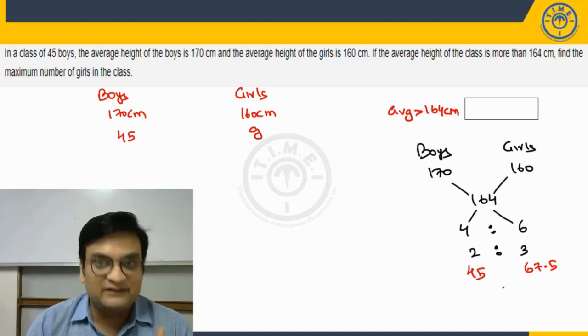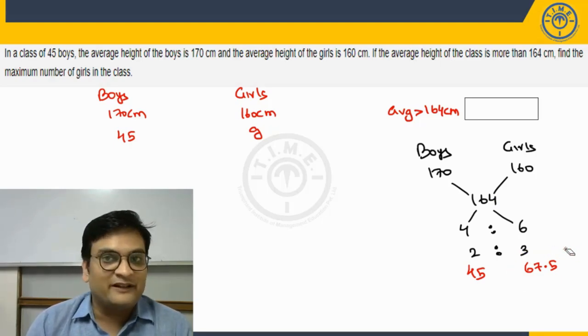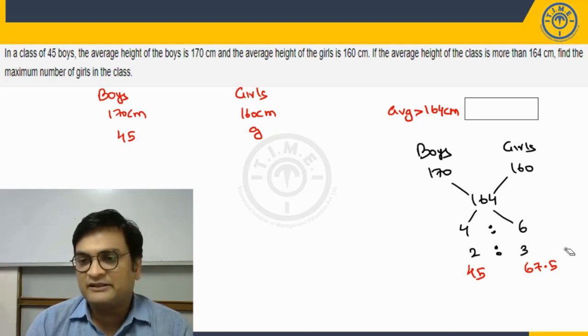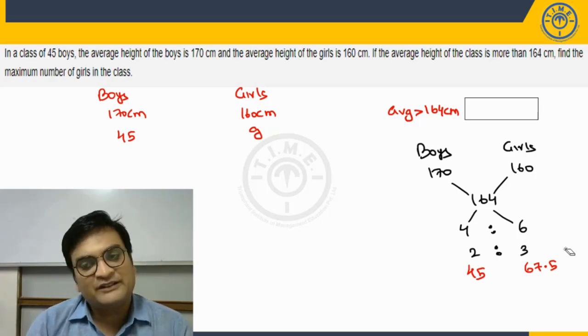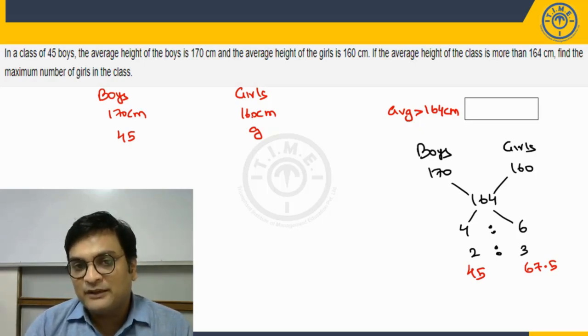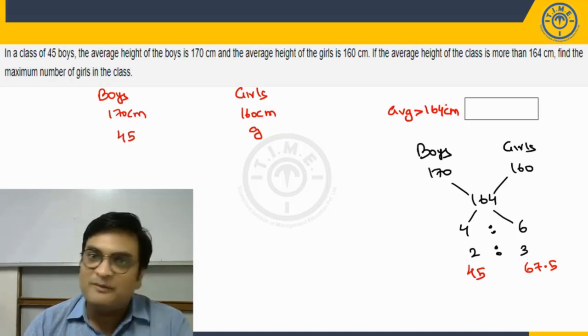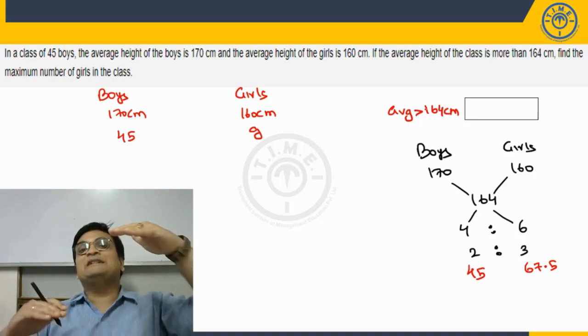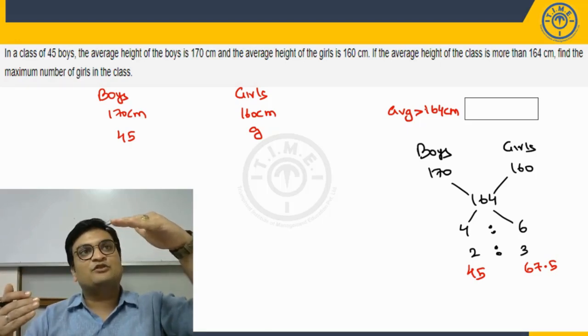Listen to this carefully. Beyond this, of course, 67.5 is not a valid value; it cannot be a valid number of girls. So the number of girls could be 68, or 67, or higher or lower values. But think about it. The average height of the girls is 160, which is less than the overall class average. The overall class average is going to be more than 164. So as you increase the number of girls, the overall average is going to come down.